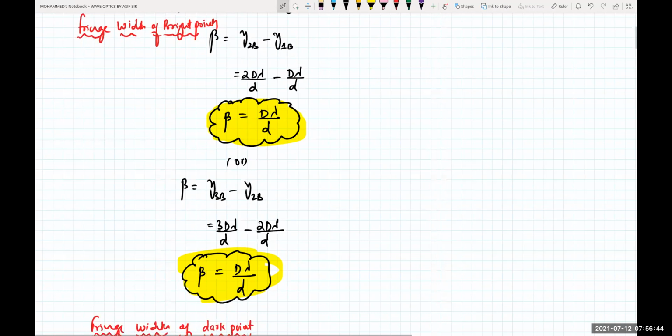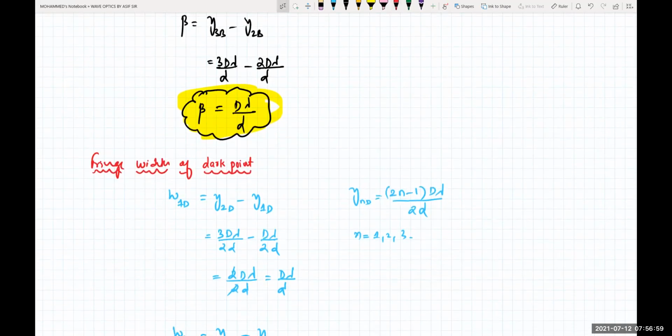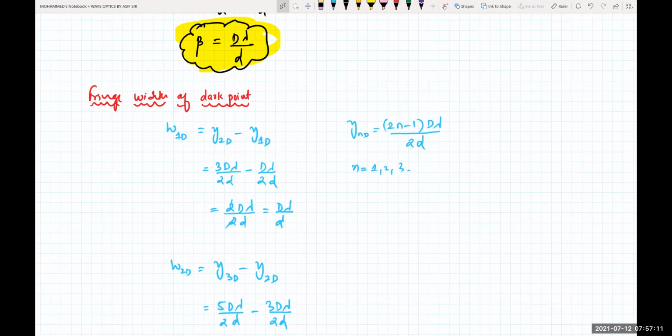Or else if I take the third bright fringe minus the second bright fringe, for that also I'm getting the same. So any two consecutive fringes you take, we get the fringe width formula as capital D into lambda divided by small d. The same way, fringe width for the dark point: the second dark minus first dark. First dark is capital D lambda by 2d, second dark is 3 into capital D lambda by 2d. Simplifying, I'm getting capital D into lambda. We know for the nth dark the formula is 2n minus 1 into capital D lambda by 2d, where n is 1, 2, 3, and so on.